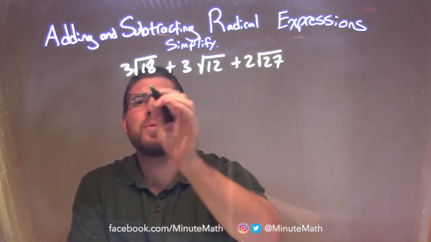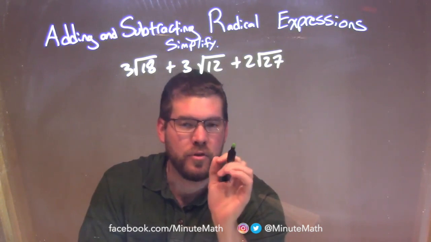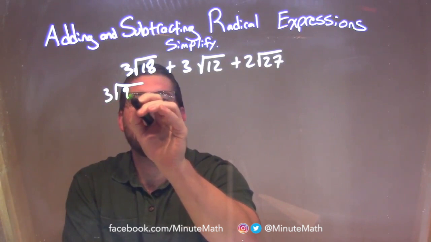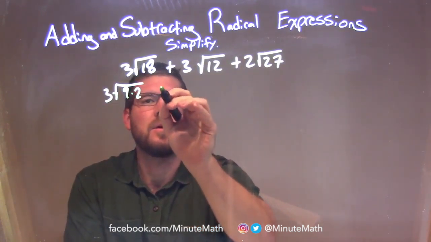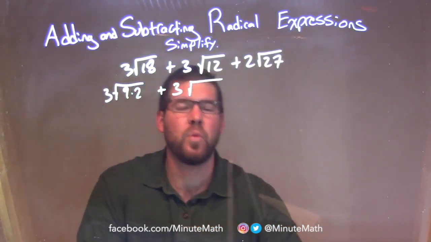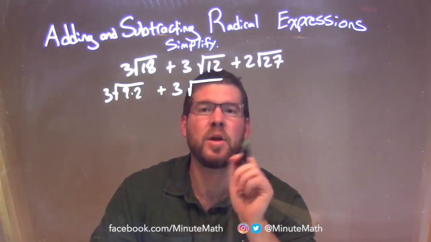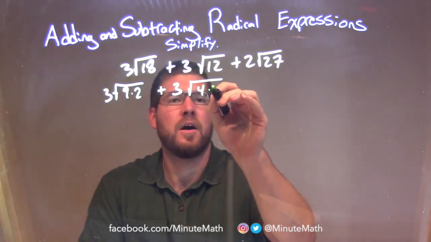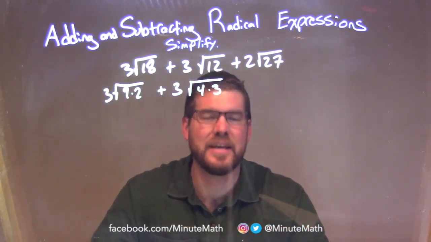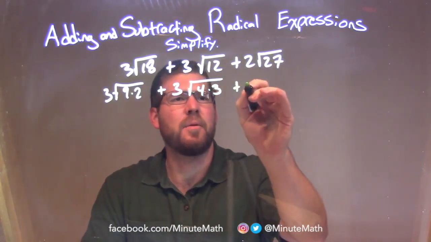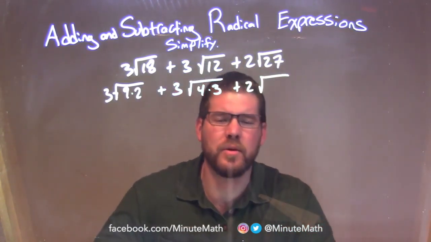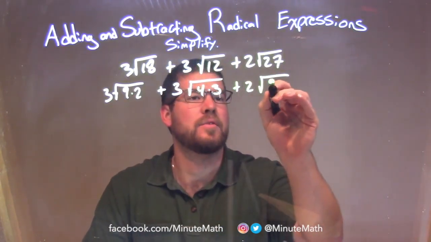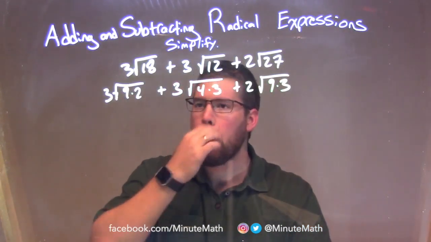So with 18, I know that's 9 times 2, and the square root of 9 is just 3. So we're going to have 3 times the square root of 9 times 2 here. That's why I'm choosing 9. Plus 3 times the square root. Now 12 can break down to be 4 times 3, which is nice because I can take the square root of 4 evenly. Now we have plus 2 times the square root of 27. 27 is 9 times 3, and I know I can take the square root of 9, so I have 9 times 3 there.